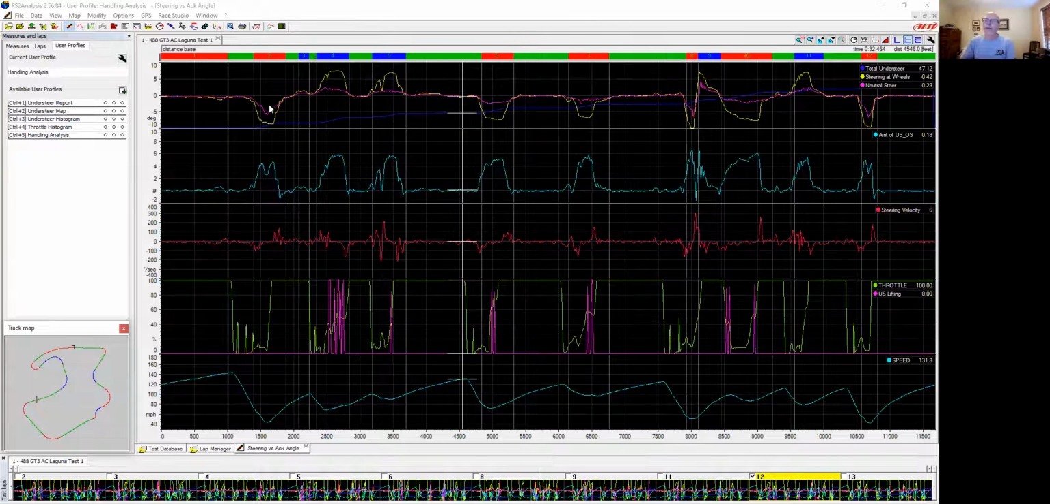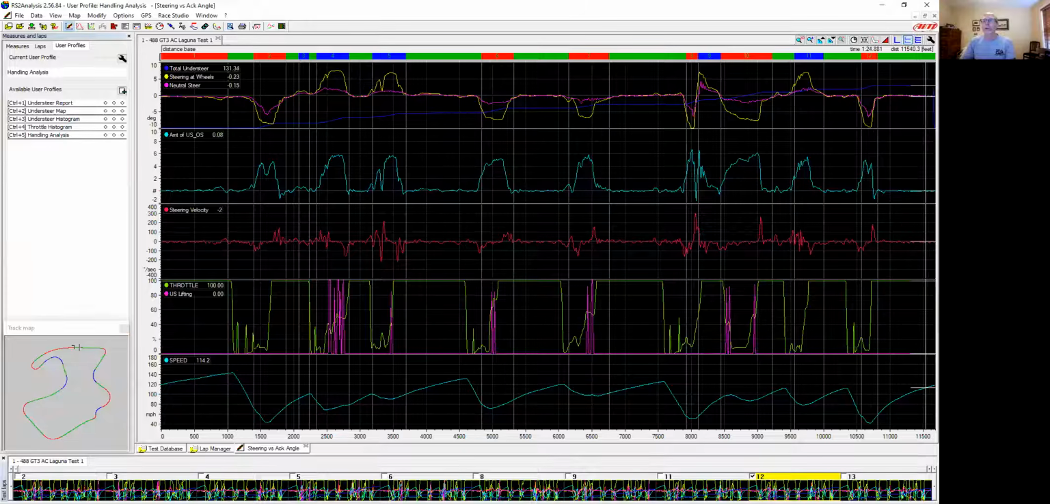Here, the purple or pink is the neutral steer. The yellow is the actual steering at the wheels. I don't know if you can see the blue very well, but that's our total understeer. And then this is the amount of understeer, which is simply that calculation, so you're seeing the gap between. You can see how above 0 is understeer and below 0 is oversteer. So you can see right here, that's a little bit of oversteer. And that's probably the corkscrew.